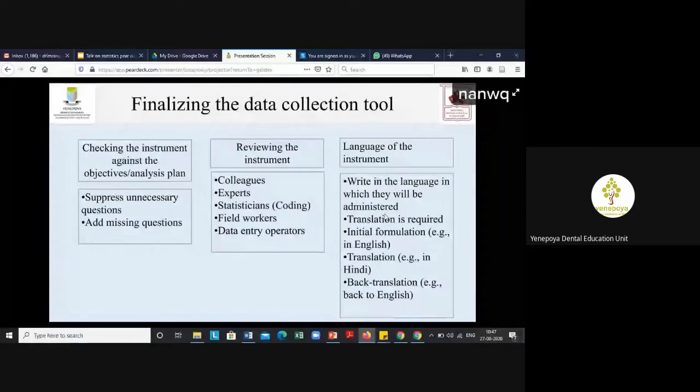Then there is the language of the instrument. If you have done the questionnaire in English and you want to convert it into Hindi, Kannada or Malayalam, in this case I have given an example of Hindi, you have to translate to Hindi and then back-translate to English again to know the test and retest validity of the questionnaire. Basically, this process can be done by a bilingual expert who is expert in both English and Hindi. So before finalizing the data collection tool, these are the few items you have to take into consideration.